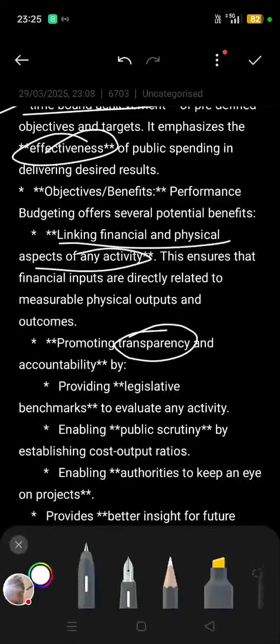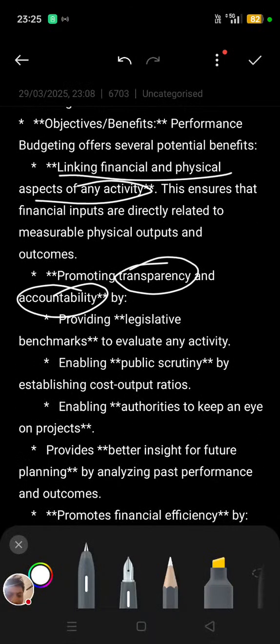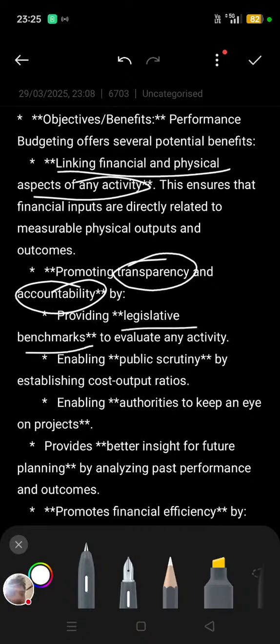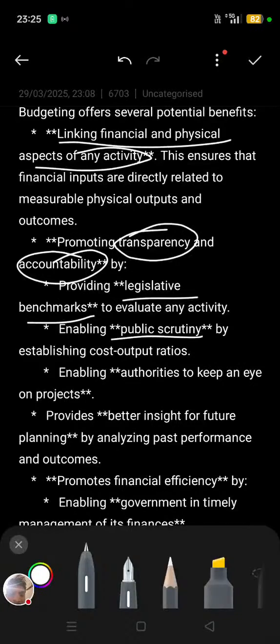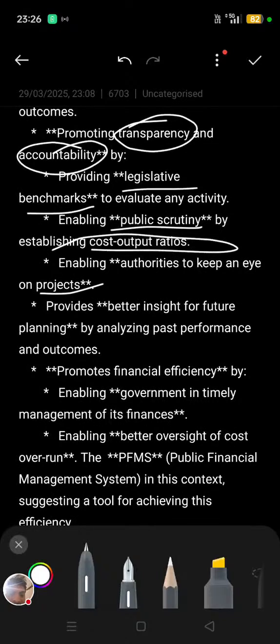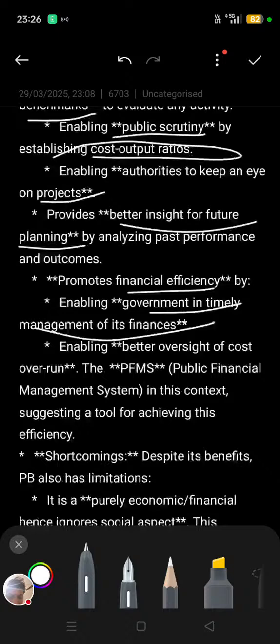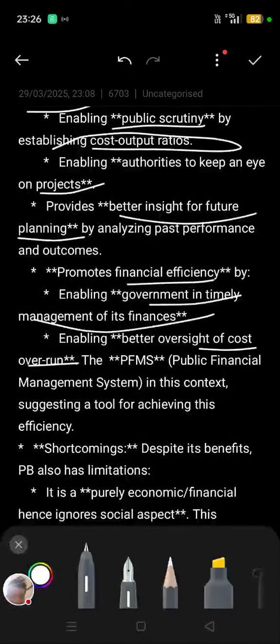Then promoting transparency and accountability. Then providing legislative benchmark to evaluate any activity, enabling public scrutiny by establishing cost output ratio, enabling authorities to keep an eye on projects, providing better insight for future planning by analyzing past performances and outcomes, efficiency by enabling government and timely management of finance, enabling better oversight of cost overrun in the public financial management system PFMS. In this context, suggesting a tool for achieving this efficiency.